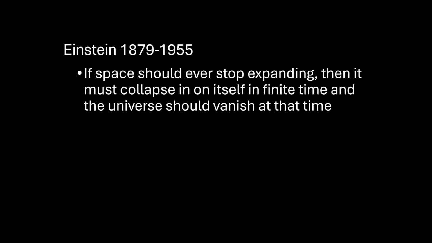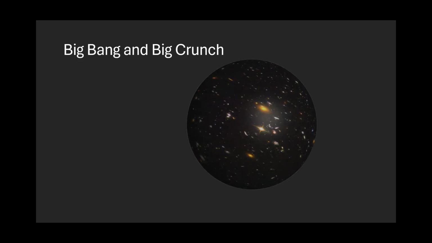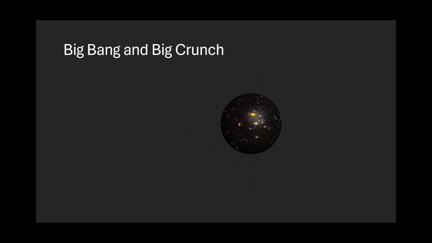If space should ever stop expanding, then it must collapse in on itself in finite time, and the universe should vanish at that time. And so in this case, you would have both a Big Bang and a big crunch. So let's see that. Here's the Big Bang followed by the big crunch. So the universe expands to a maximum point and then contracts and vanishes.